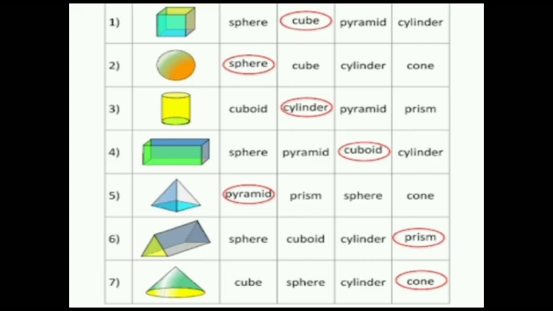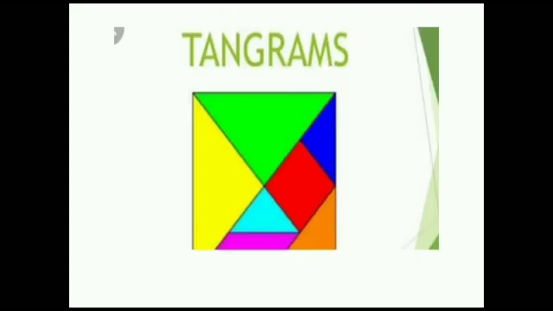P-Y-R-A-M-I-D, pyramid. What is the sixth shape? Prism. P-R-I-S-M, prism. What is the last seventh shape? Cone. C-O-N-E, cone.